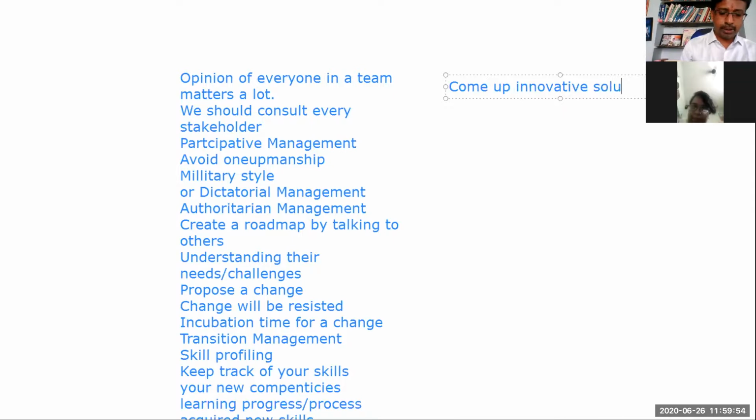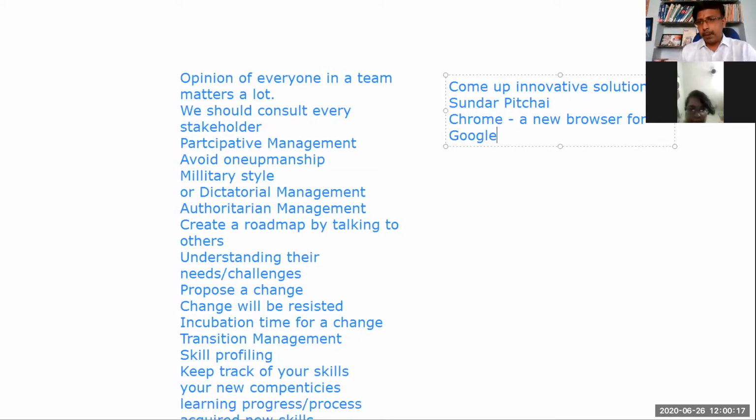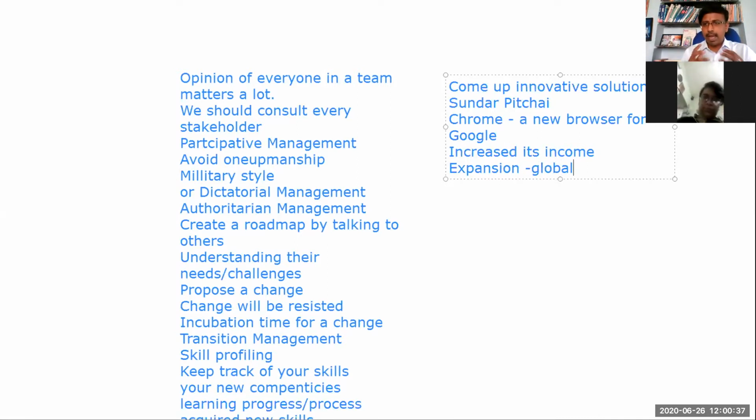For example, Sundar Pichai. What is so good about Sundar Pichai? He was the one who proposed Chrome, a new browser for Google. Hence Google has gone to a new domain of business. It has increased its income because of his proposal. Its expansion became really global. So we'll have to see what happened to the introduction of this new browser.